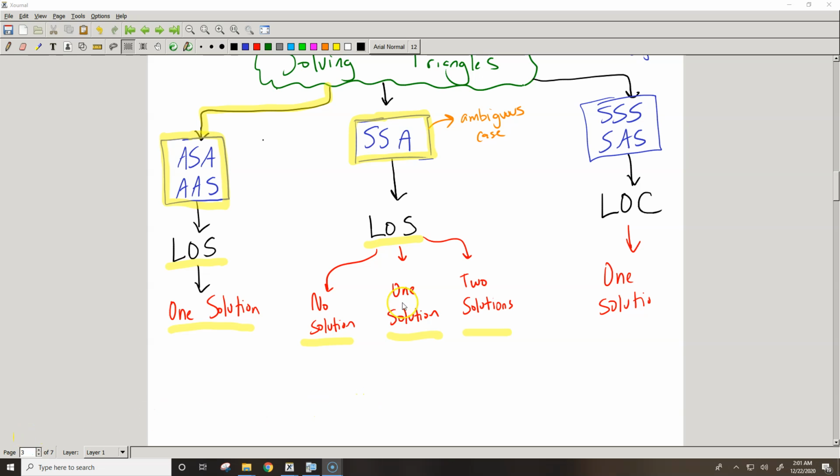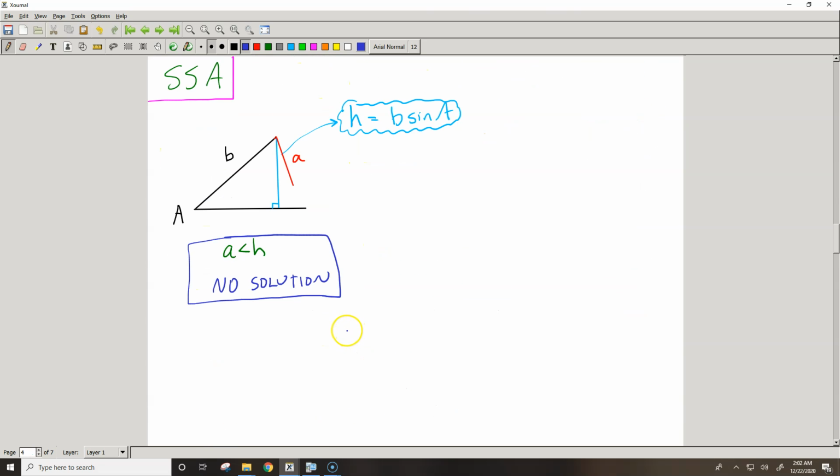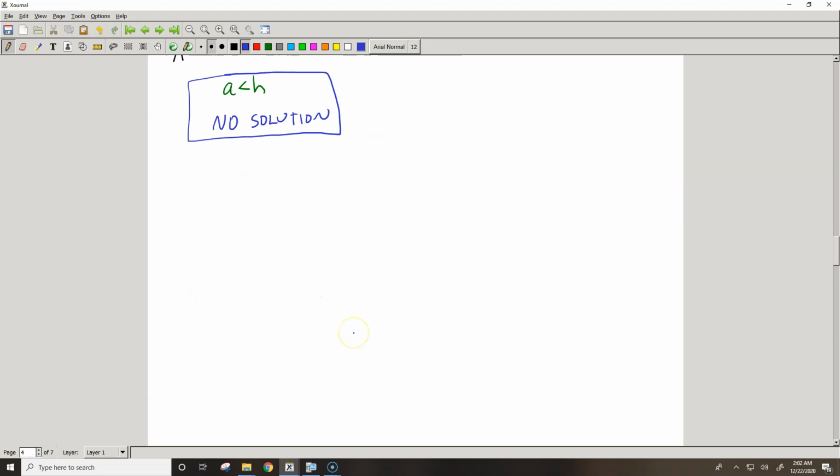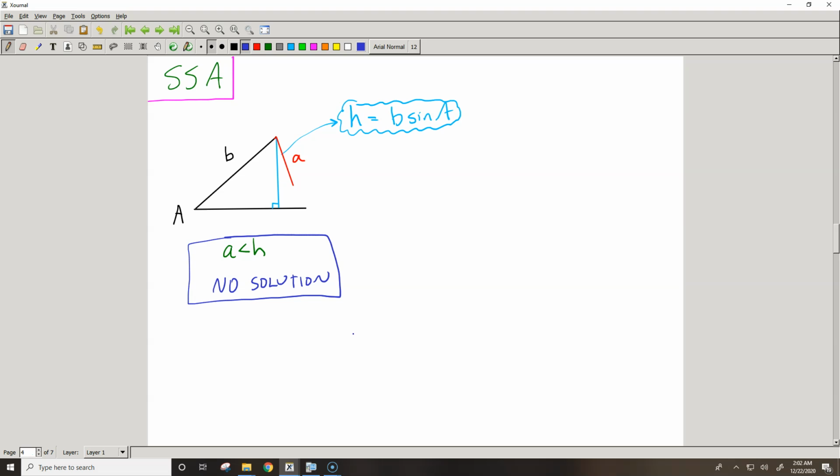All right, so we talked about the ambiguous case if we have no solution. Let's talk about what if we have one solution. So one solution is, so we already wrote this in our notes. There's one possibility here. One solution is if A is going to be greater than B.